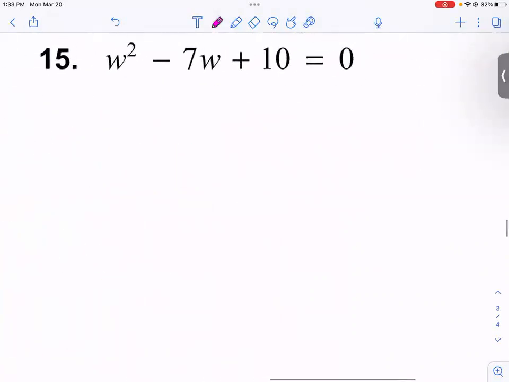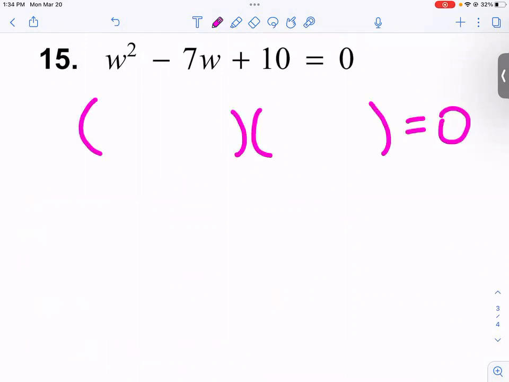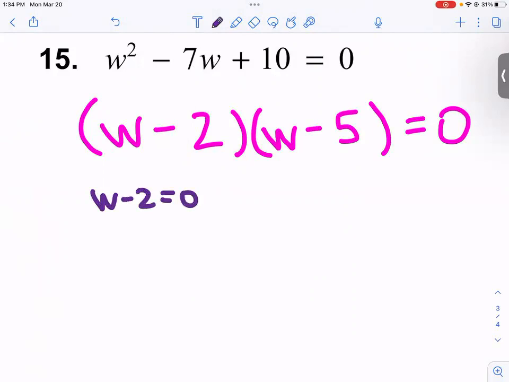Okay, so how about this one? If I can factor this and I have a multiplication problem that equals 0, man, that's pretty nice. So I need two numbers that multiply to a positive 10, but add to a negative 7. Positive or negative? Negative 2 and negative 5. Okay. Thank you, Brett. And when we have a product that equals 0, then we can set each one of them equal to 0.